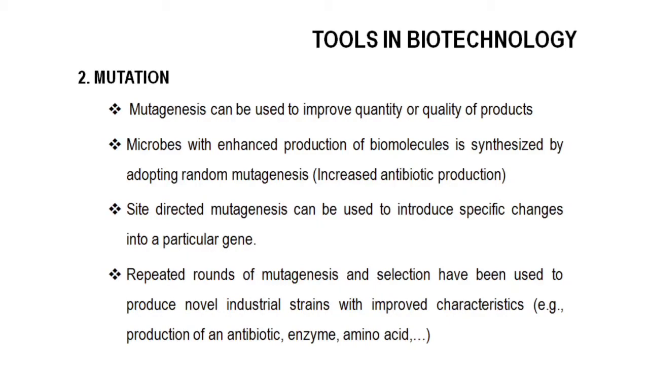For example, novel strains producing an improved amount of antibiotics and a high amount of enzymes, and novel strains of microbes with increased production of amino acids. This is the method of mutation. This is important in biotechnology.